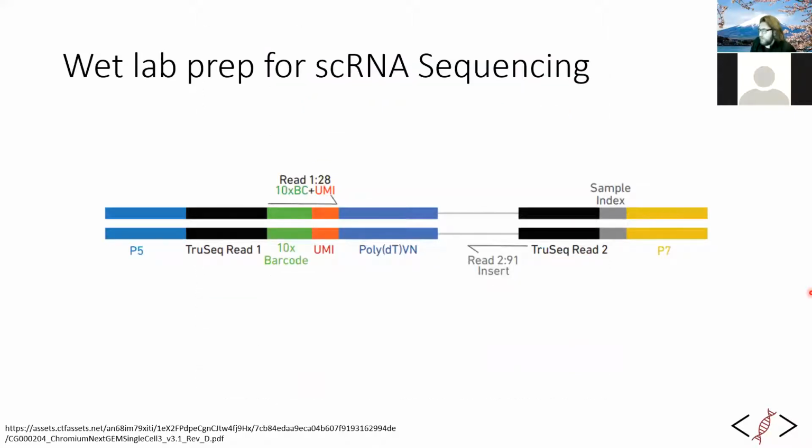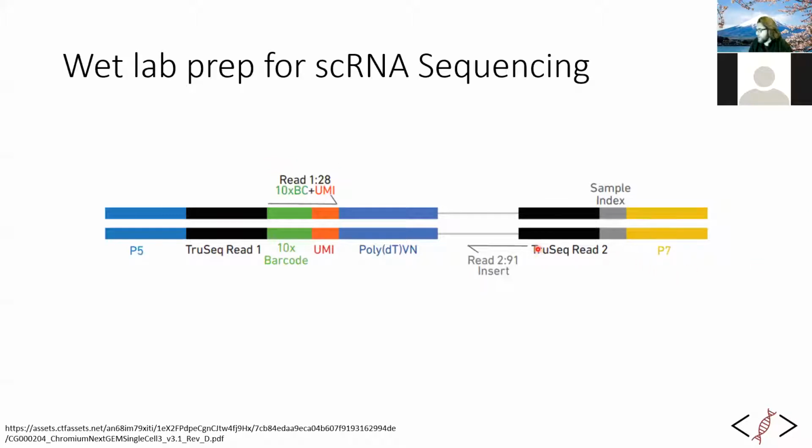All right, so this is the full cDNA that is ready for sequencing, right? When you actually sequence it, you're going to sequence it in paired end mode, so from both the left side and the right side. When you sequence from the left side, this is going to be your read one, and you get really just the 10x barcode and the UMI sequence. So it's only going to be 28 base pairs long.